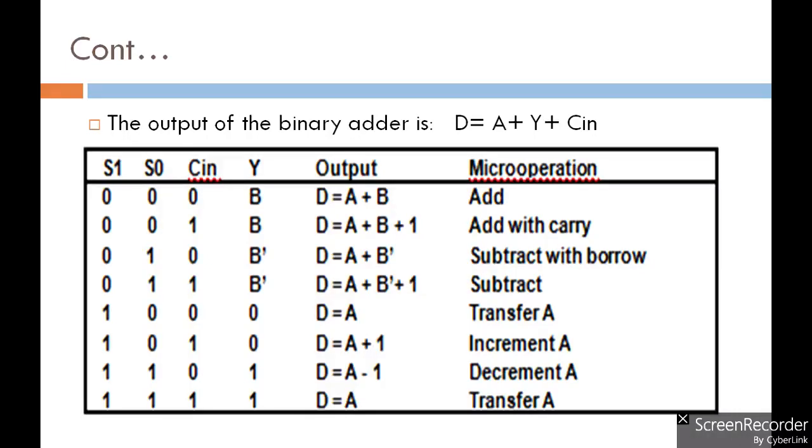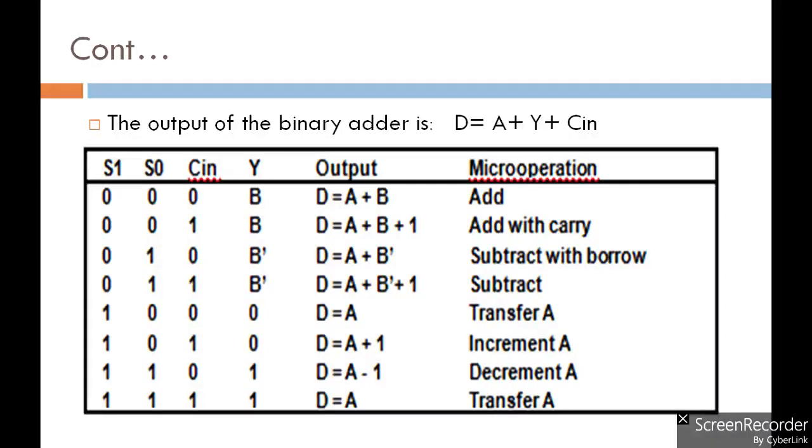The output of the binary adder is generated as output data D, and that can be shown with the equation D = A + Y + Cin. Here Cin is the input carry, A is one of the binary numbers and Y is the input from the multiplexers. So let's see the chart.